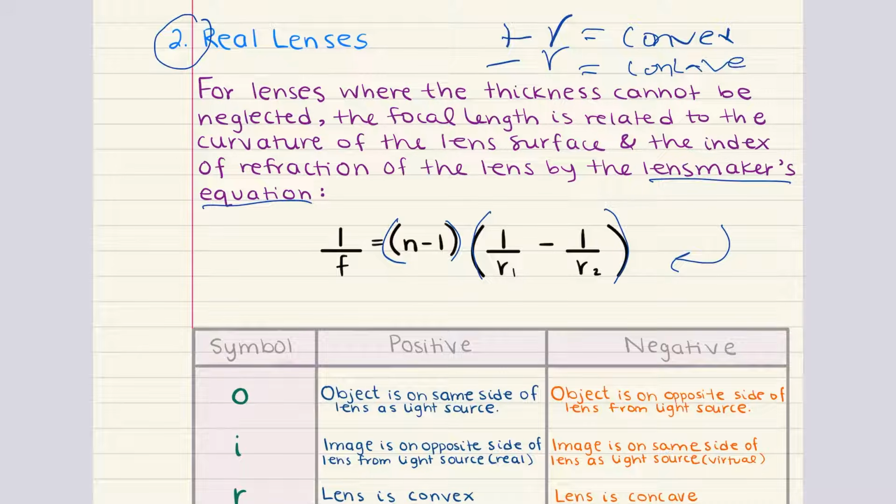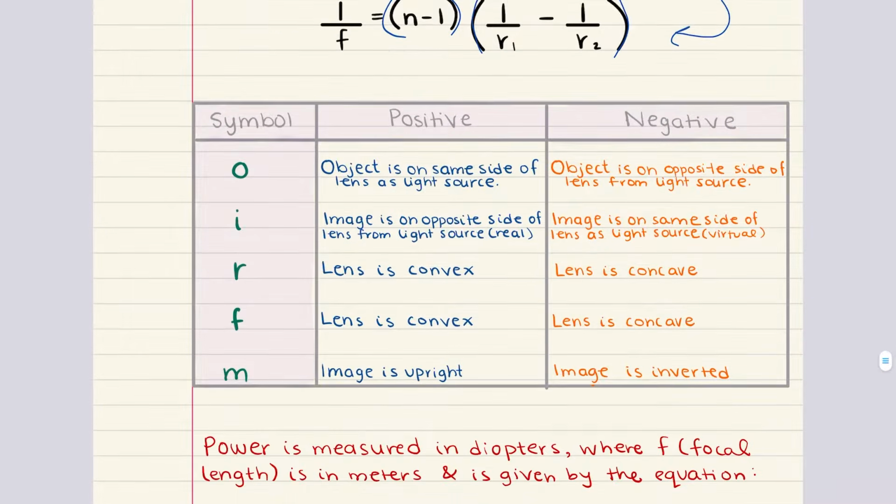Now, the lens maker equation is really crucial in optical design because it allows us to calculate the focal length based on the material and shape of the lens, and that makes it useful for lenses with significant thickness. To further clarify the behavior of real lenses, let's take a look at the sign conventions for lenses. We're going to start with object distance.